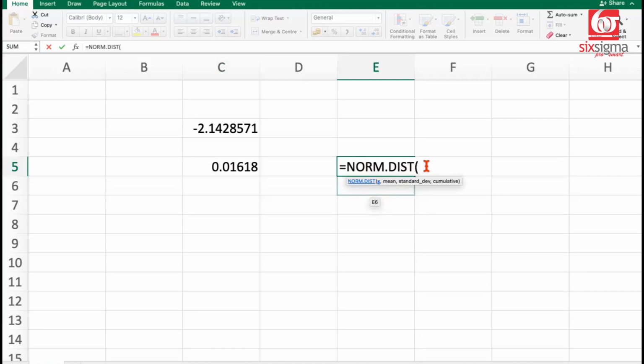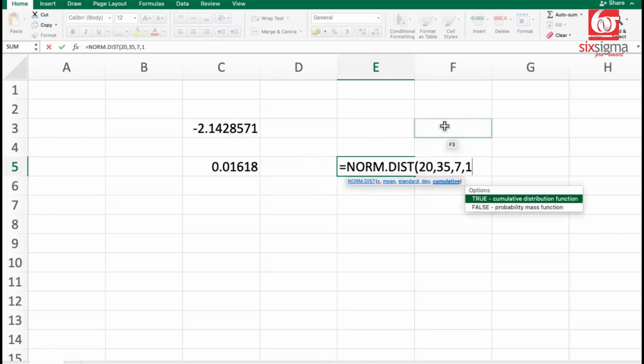But let's say in an exam, you don't have access to Microsoft Excel, then you would not be able to use this. Of course, you'll have to rely on the table only. But if you have access to Microsoft Excel, then you can quickly do this here. You have to put the value 20 straight away. You don't have to do any transformation like this, right? So you can straight away put the value of mean, which is 35, and the standard deviation as 7. And this is a cumulative calculation, so you'll always put a 1 here.